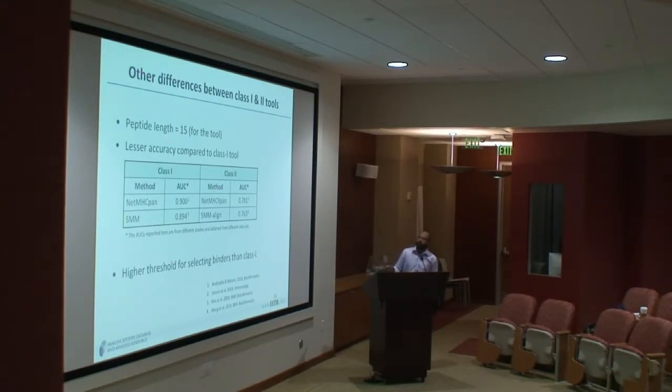And one more difference: in case of class 2, the peptide length is fixed at 15. This is for the tool, not that MHC class 2 molecules can bind only length 15. No, they can bind different lengths, but for the tool that we have right now, the length is fixed at 15. Soon we will be changing that. We will be updating it to accept different lengths. Right now, the NetMHCIIpan tool can accept different peptide lengths, so we will be implementing that in our tool also. But for the time being, it can accept only length 15. Again, I'm repeating, it's just for the tool, not that the molecule can bind only 15.